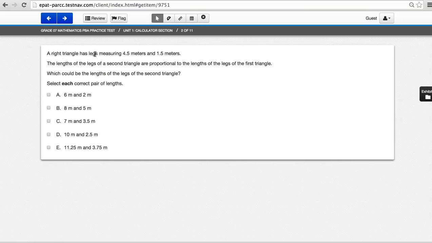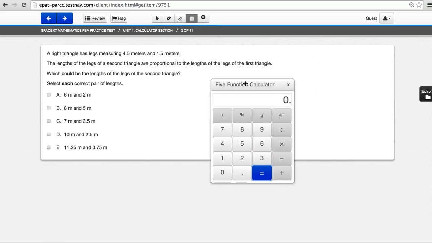A right triangle has legs measuring 4.5 meters and 1.5 meters. The length of the legs of the second triangle are proportional to the length of the legs of the first triangle. What would be the lengths of the legs of the second triangle? Select each correct pair of lengths. Well, in order for you to be effective with this section, you've got to figure out the idea that if they are proportional to each other, they must have a relationship.